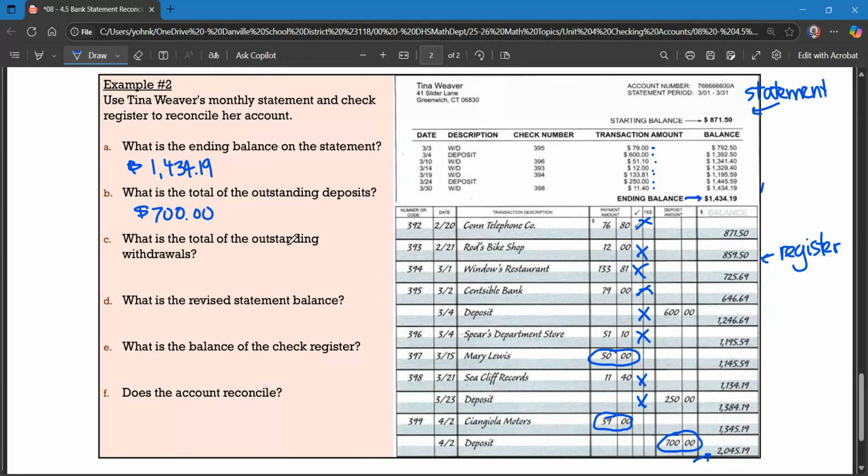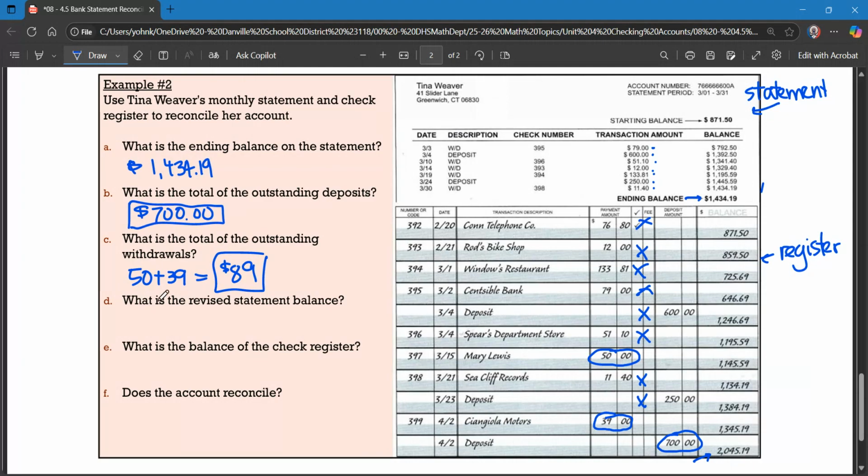What is the total of the outstanding withdrawals? Remember, withdrawals are the same as checks or payments. We have two of them, 50 and 39. If I add those together, my total outstanding withdrawals is $89. So we had 700. Yep.